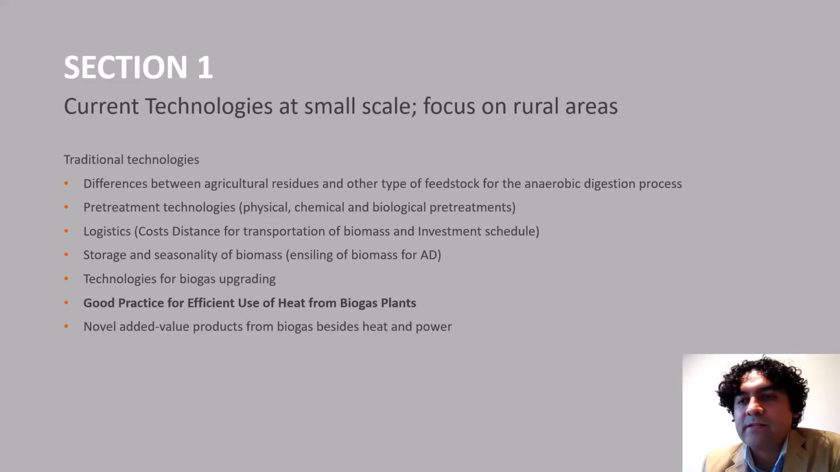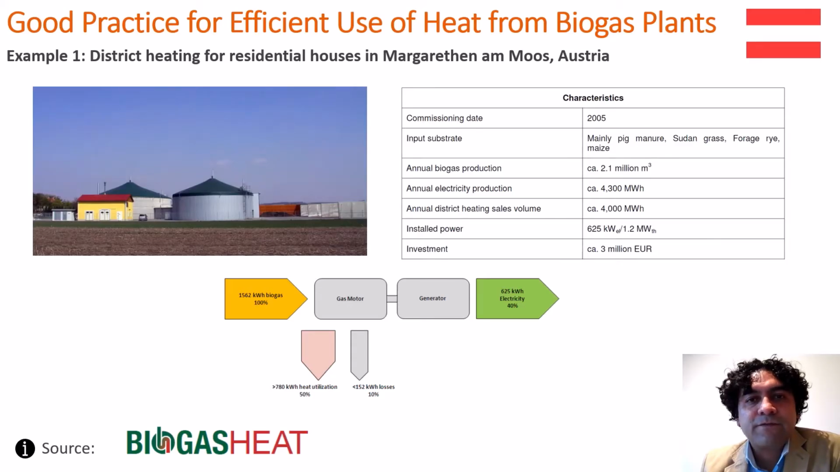Now I will mention a few examples of good practices for efficient use of heat from biogas plants. In 2004, 15 farmers decided to create a cooperative and set up a biogas plant producing electricity and heat locally. The plant is operated with pig manure and energy crops grown on the land of cooperative members. About 10,000 tons of energy crops are used in the biogas plant annually. The electrical output of the plant is 500 kilowatts, and it provides heat to 120 houses.